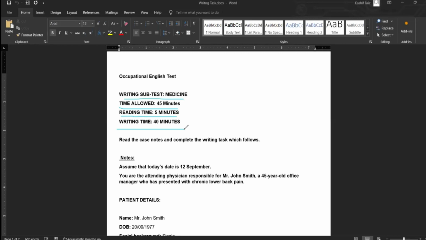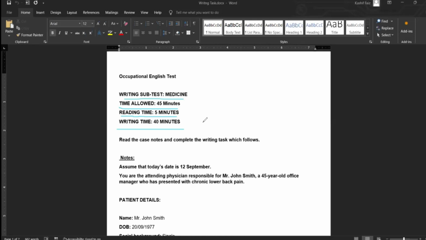and you start writing in the 40 minutes. Actually, you're not allowed to write in the 5 minutes. Some examiners will not allow you to write. They will give you 5 minutes to read, and after 5 minutes, they will tell you now you can start writing your letter, which is a good thing. In those 5 minutes, take your time. Do not rush.